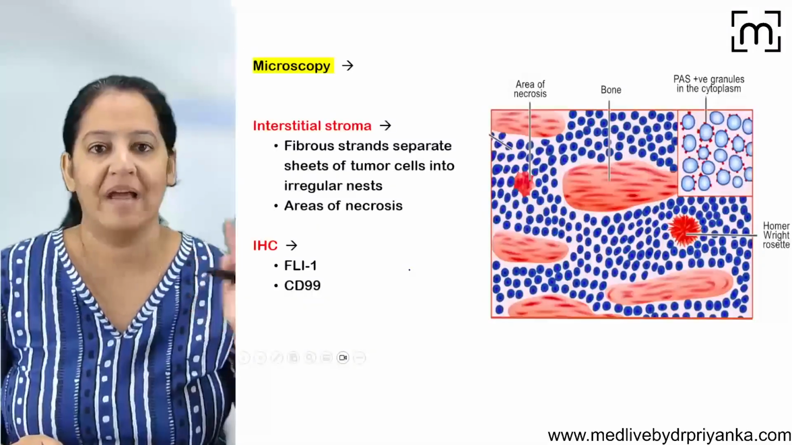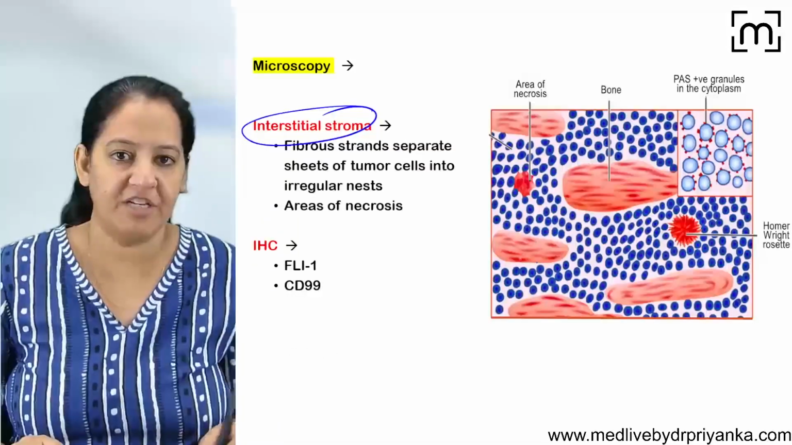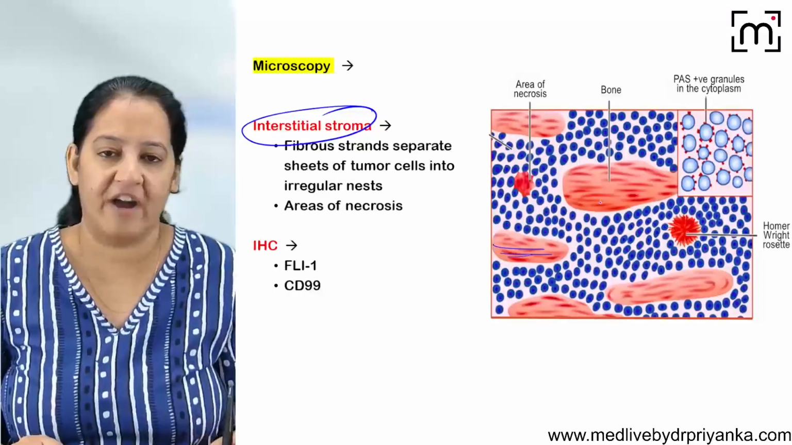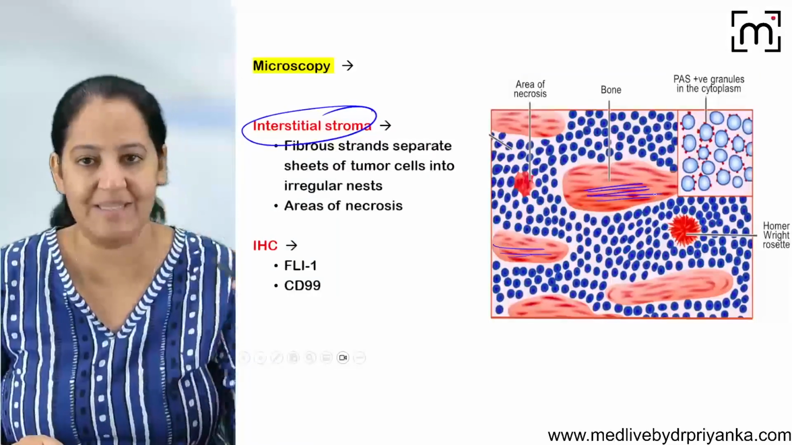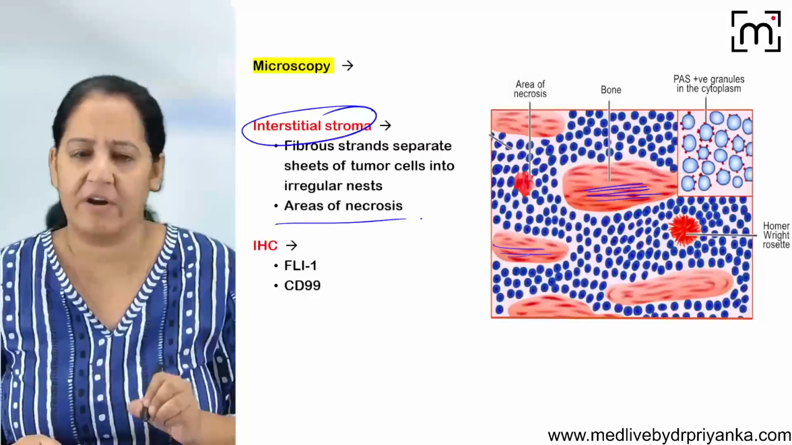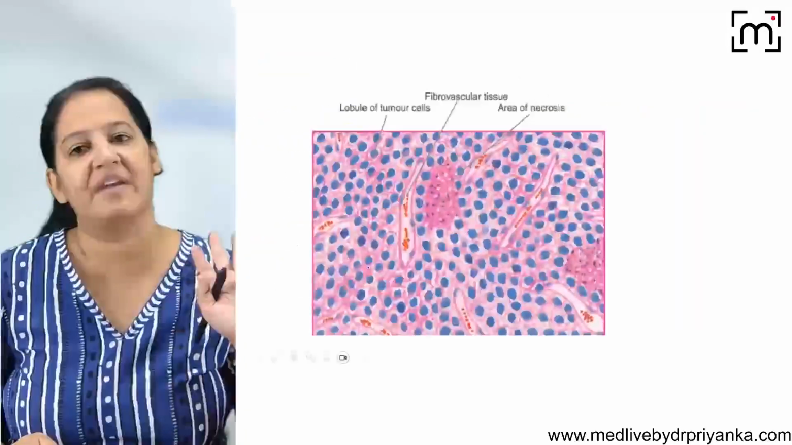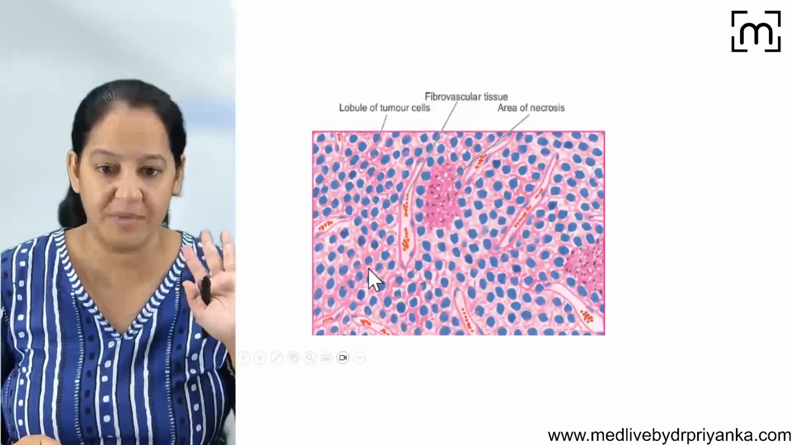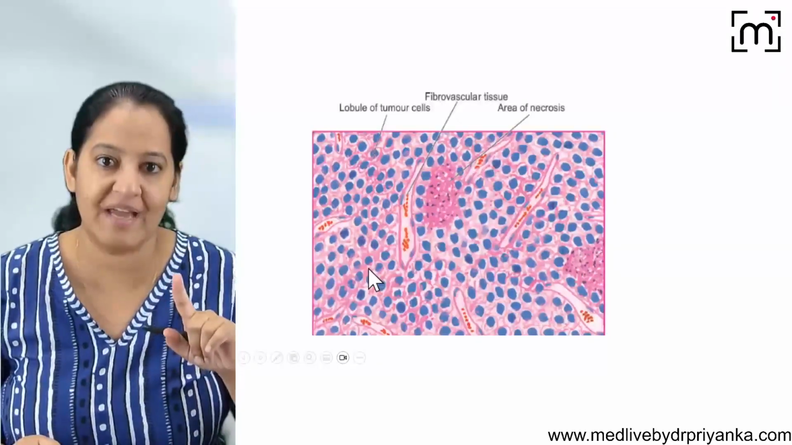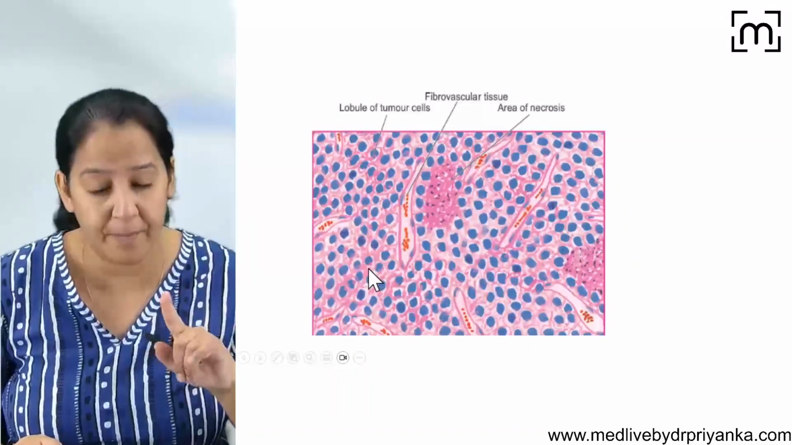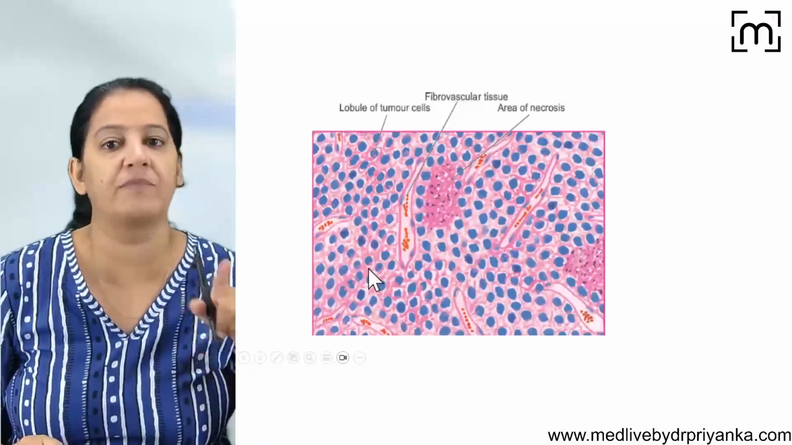Homer-Wright rosettes are there. And see the background. The background is having the fibrous septa. It can have the bone, because it is a tumor of bone. So you can see pieces of the bone, the bony trabeculae. Areas of necrosis are there, which are not visible here. IHC, you can apply FLI1 and CD99, which are specific IHC for this tumor. So you can appreciate the tumor cells, which look like lymphocytes. They are small, uniform, with high mitotic activity, scanty cytoplasm, salt and pepper appearance of the nucleus, and arrangement in the form of rosettes.